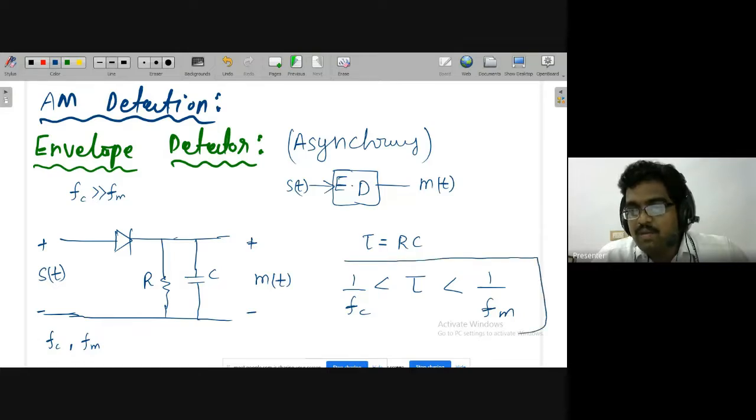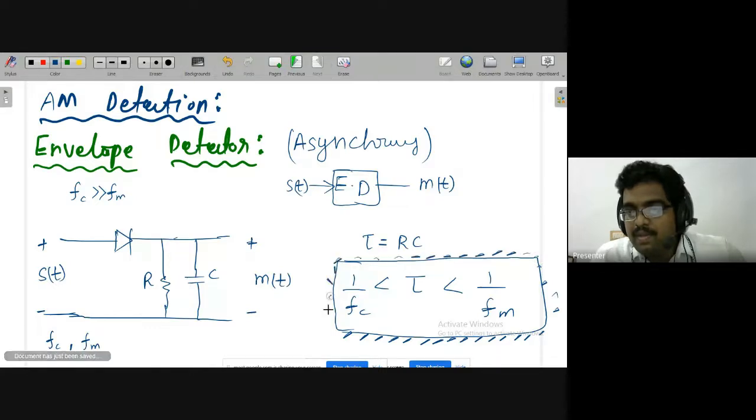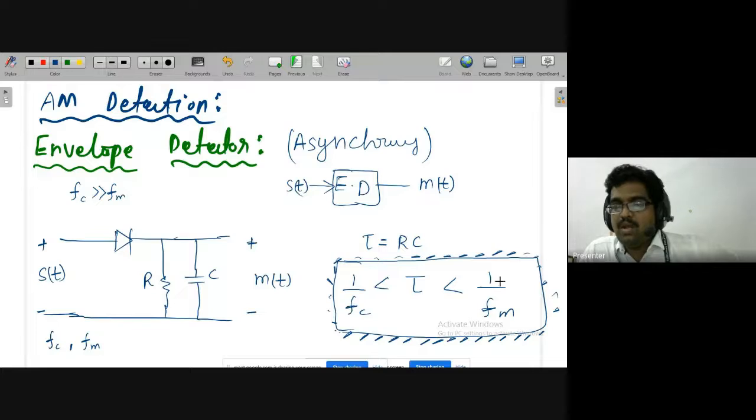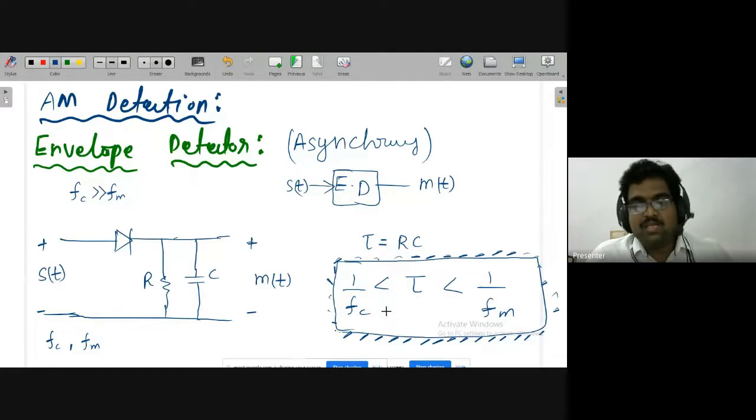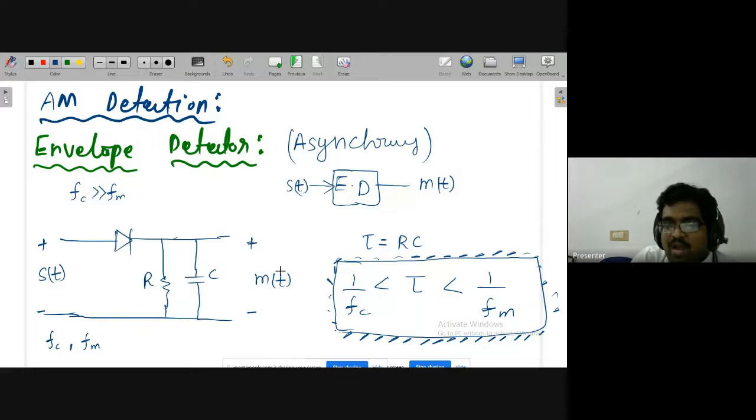This is a very important formula. Mostly you will get a question based on this. Tau has to be in between 1 by fc and 1 by fm. That means greater than 1 by fc and less than 1 by fm. This is the important formula. You have to choose tau in such a way that it is greater than 1 by fc but less than 1 by fm. If you do not follow this condition, you cannot recover back m(t).